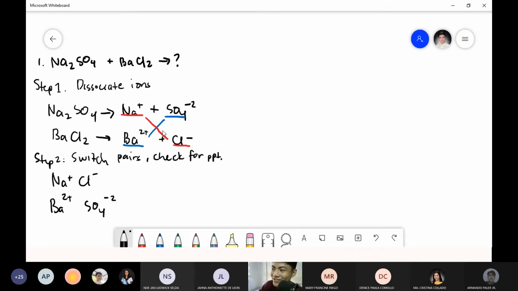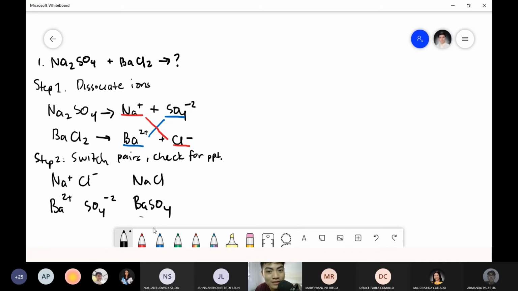So anyway, sige. So you switch pairs, then determine their formulas. Okay. So NaCl yan. What is the formula of this one? BaSO4. O, yung pagpares ng exponent, wag nyo na anuhin. Wag nyo na i-criss-cross, kasi they will cancel out eventually. Okay? So ito na yung products mo. NaCl, barium sulfate. These are your products.